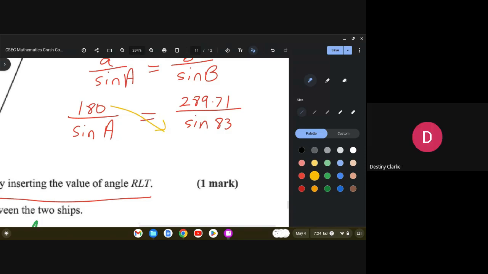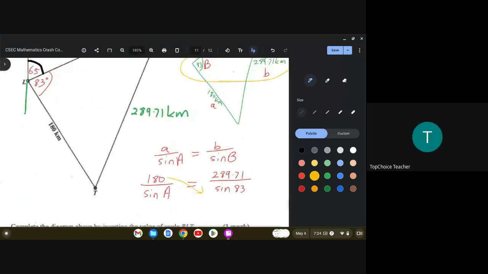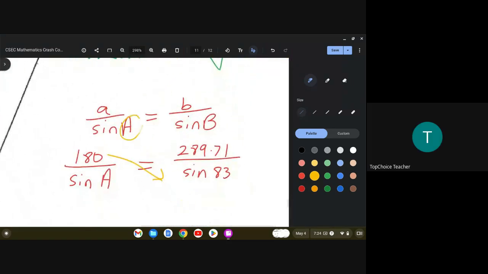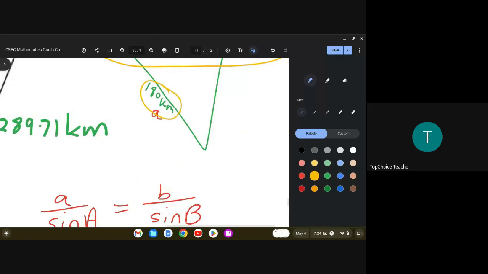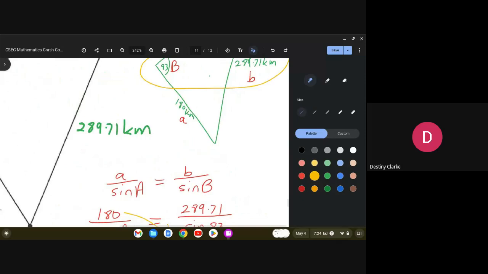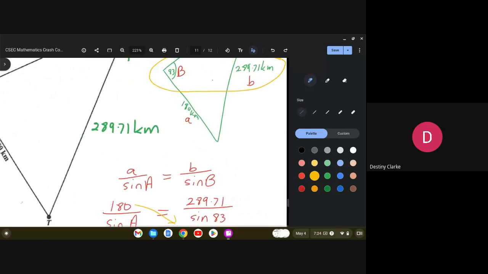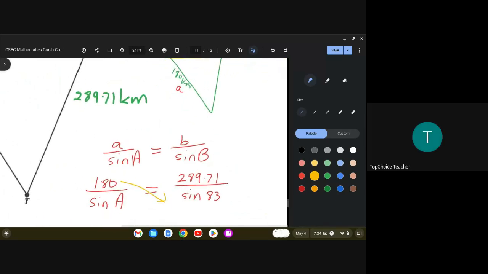Sir, I have a question. Yes. Why didn't you write sine A over 180 instead of 180 over sine A? Because sine is always of an angle. Remember, sine is always of an angle. 180 is not an angle, it is a side. Sir, I get that. I'm asking why you didn't put sine A at the top and 180 at the bottom? Oh, so you're asking why I didn't put sine A over small a like that? Yes, sir. Is that right?